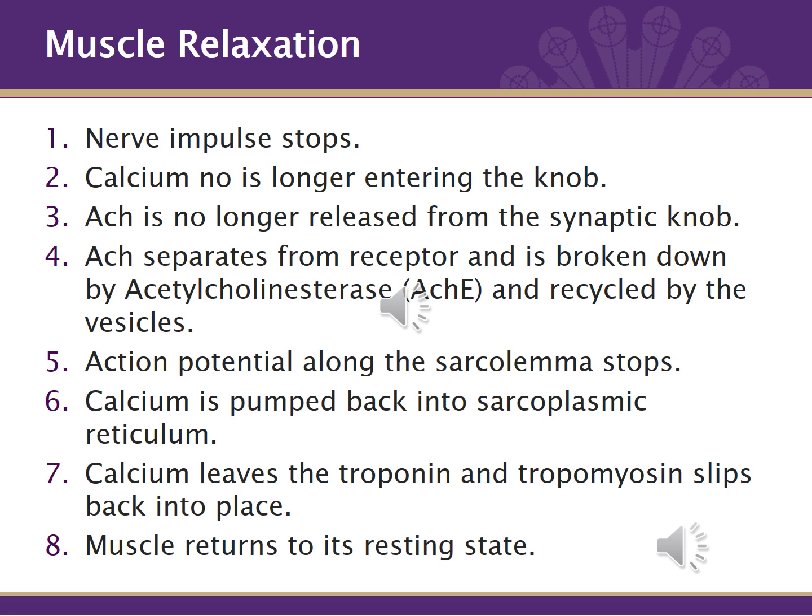Acetylcholine in the synaptic cleft separates from the receptors on the sarcolemma and is broken down by the enzyme called acetylcholinesterase. The action potential on the sarcolemma ceases, which means there will be no electrical current traveling down T-tubules. Calcium in the sarcoplasm is then pumped back into the sarcoplasmic reticulum. Calcium leaves troponin, and thus the troponin and tropomyosin complex will return to the original shape, blocking the actin and myosin binding site. When this happens, everything slides back into its original position and the muscle returns to its resting state.